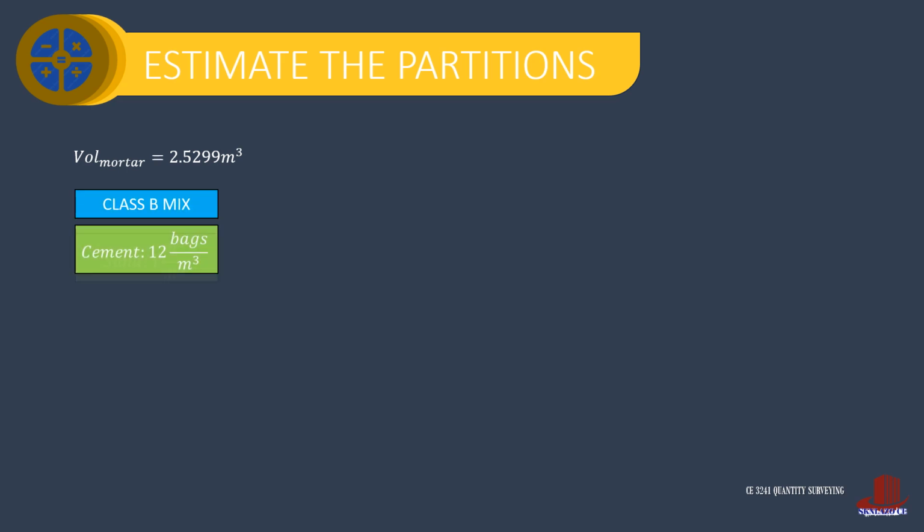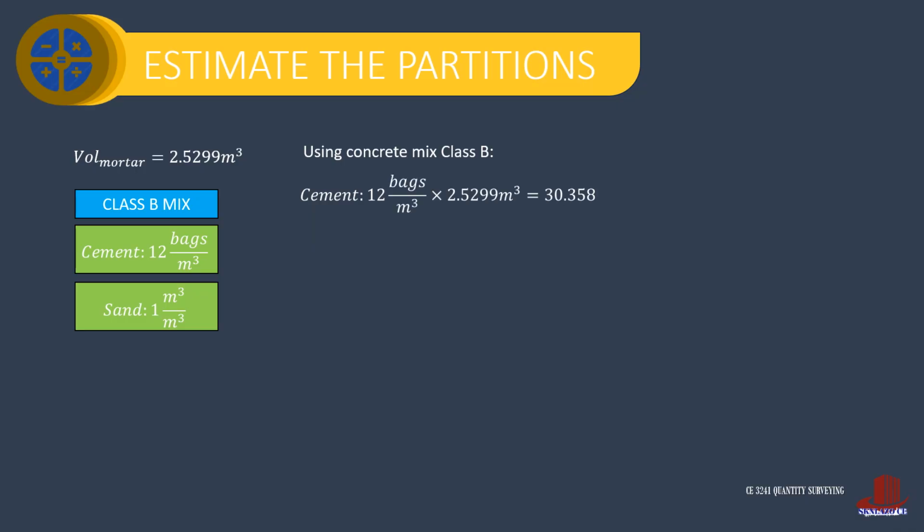Using Class B for the volume of 2.5299, we can compute for cement by multiplying it by 12 bags per cubic meter, where we get 30.3588, rounded off to 31 bags. Sand is 1 times the volume, giving 2.5299 cubic meters, rounded off to 3.